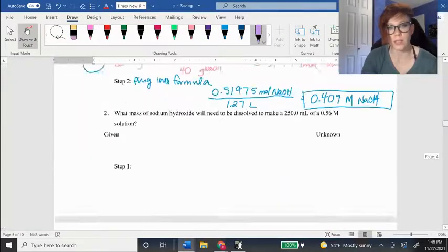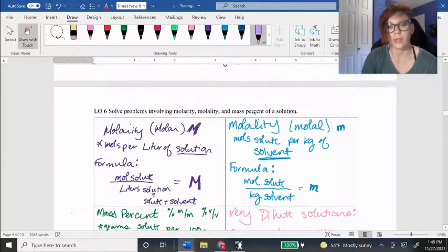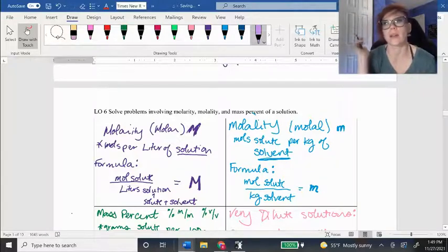All right, so this was learning objective 6. Solve problems using molarity, molality, and mass percent of solution. Again, all of these formulas are in the back of your periodic table. You can use all of these as conversion factors because that's essentially what they are: molarity, molality, and mass percent. Parts per million, parts per billion are all conversion factors because we're putting two things over one other thing. You learned this back in Unit 1.